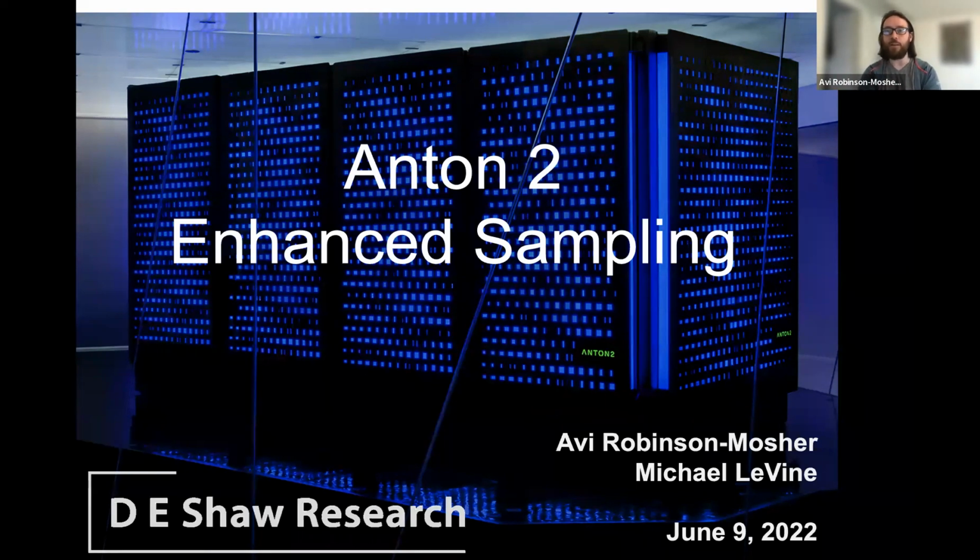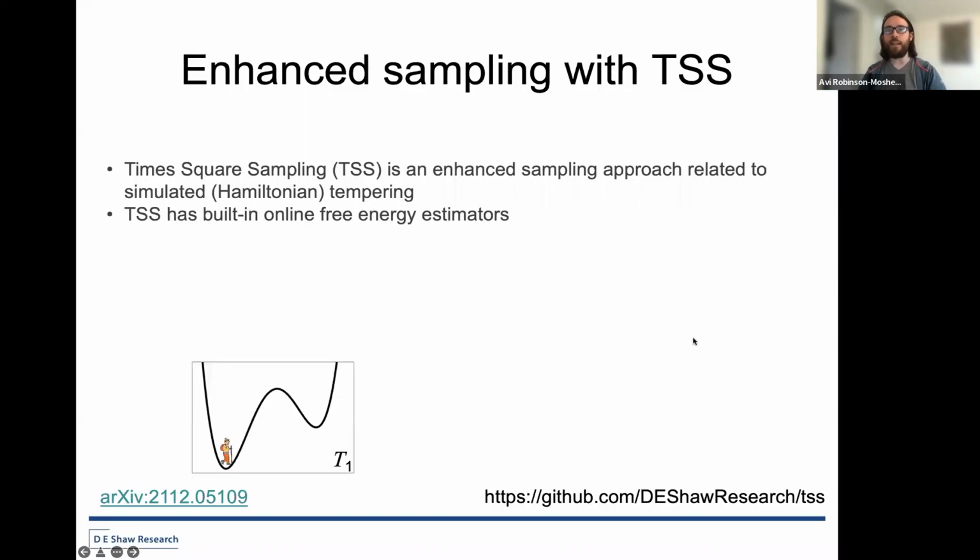I'm going to talk a little bit about the enhanced sampling features that are available on Anton 2. The enhanced sampling on Anton 2 is driven under the hood by something called TSS, which is short for time square sampling.